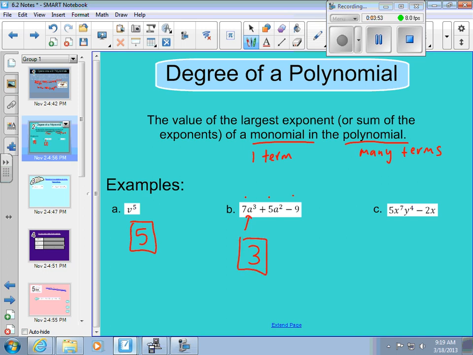On the last one, C, there are 2 terms, first one, second one. On the first, our exponent on the second term is a single 1. If you don't see a power, it's always 1. On the second one, though, we have 2 different variables, x and y. So what we do is you add or sum their exponents. So this one would be degree 7 plus 4, which is 11. So this would be degree 11 for C. So the degree is the biggest exponent you see.